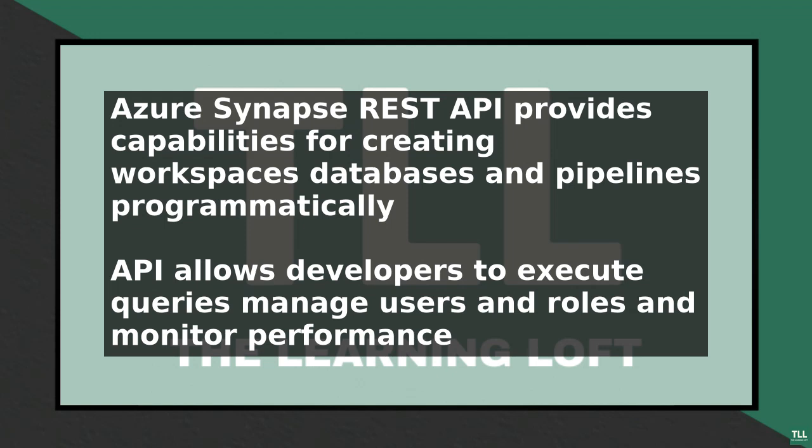To get started with the Azure Synapse REST API, you need to register an application with Azure Active Directory and grant the necessary permissions. You can then use the client ID and client secret to authenticate and authorize API requests.